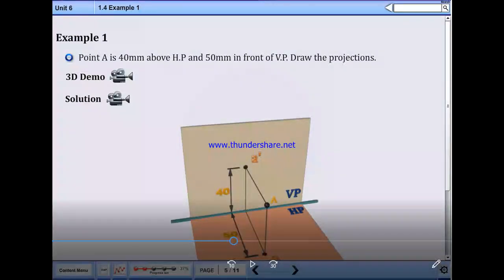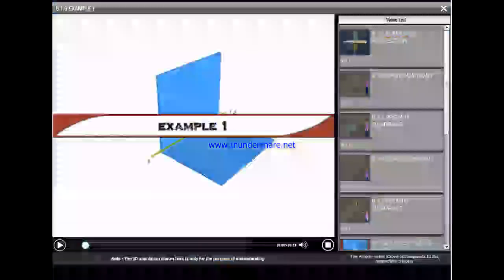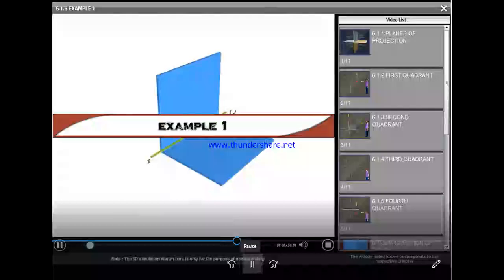Please note down example problem 1. Point A is 40 mm above HP and 50 mm in front of VP. Draw the projections. Now you will observe in 3D and solution. Example 1.